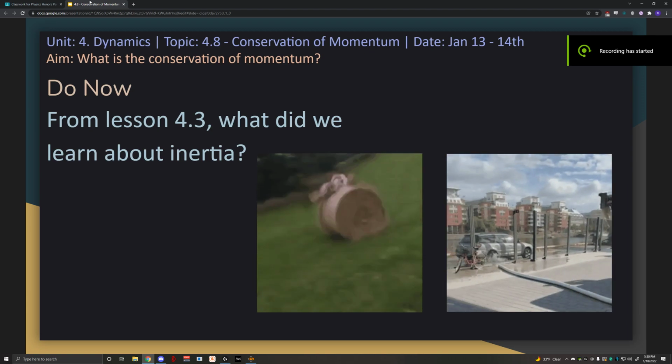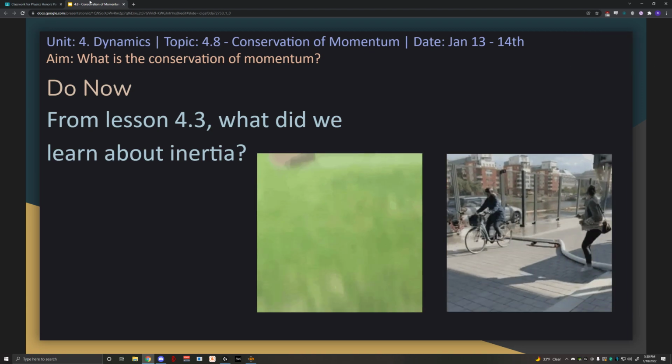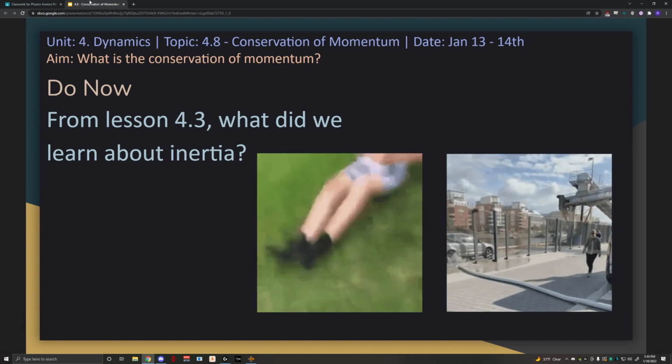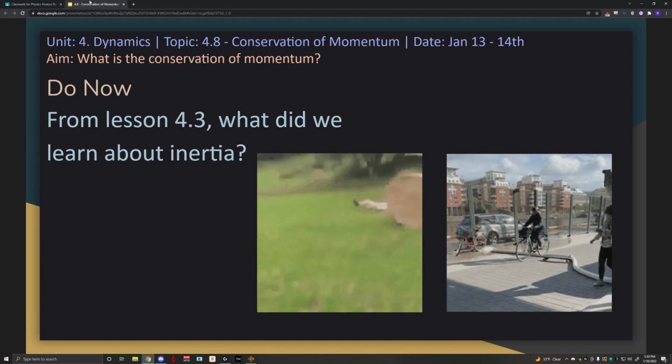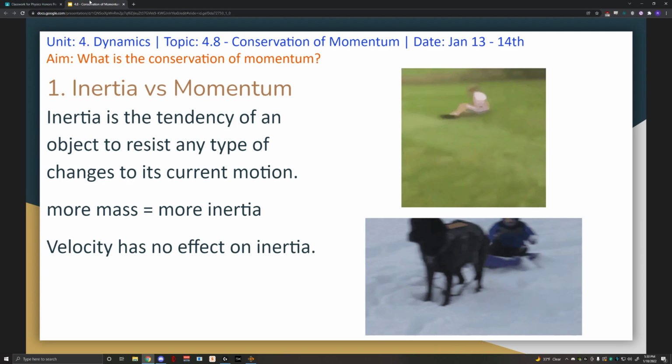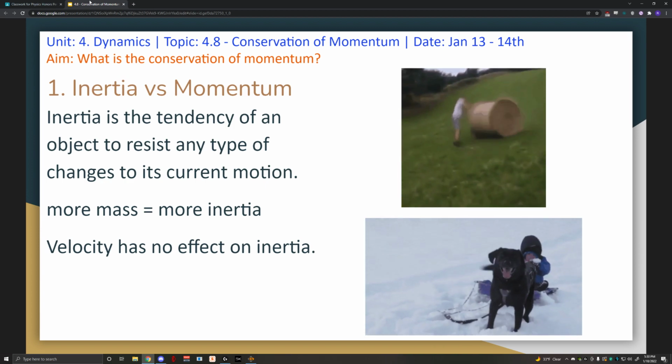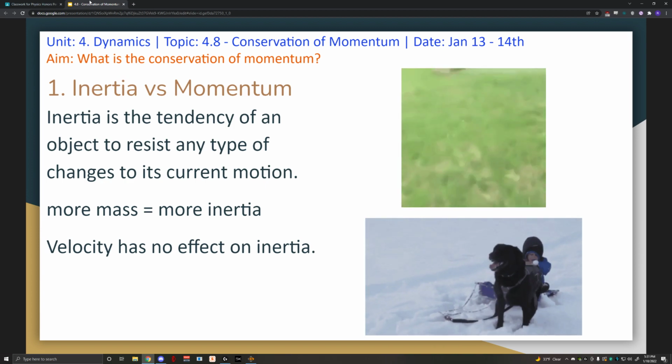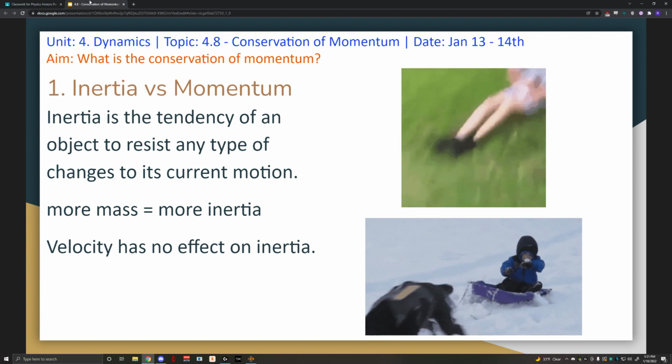Right, so this is a lesson on 4.8, conservation of momentum. It's important that you remember what we learned about inertia in lesson 4.3. Now, if you forgot, well, here it is.